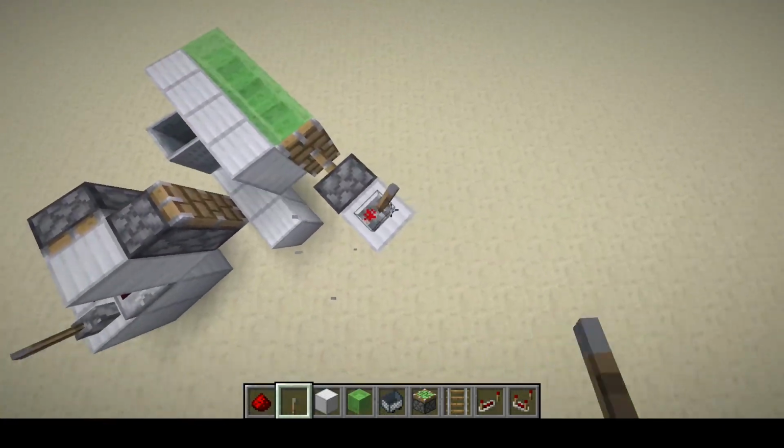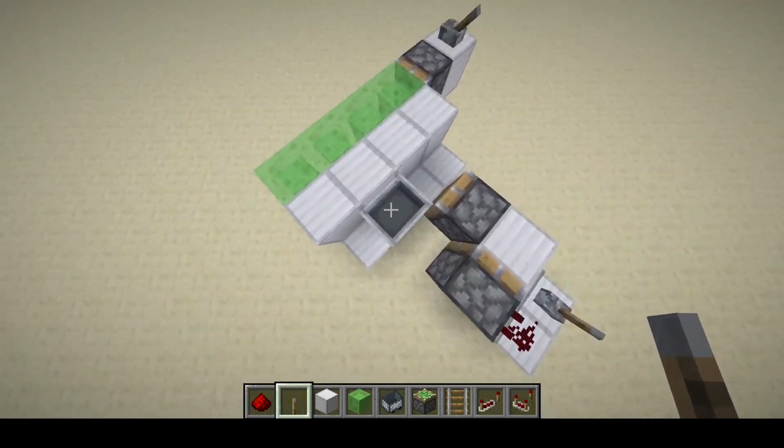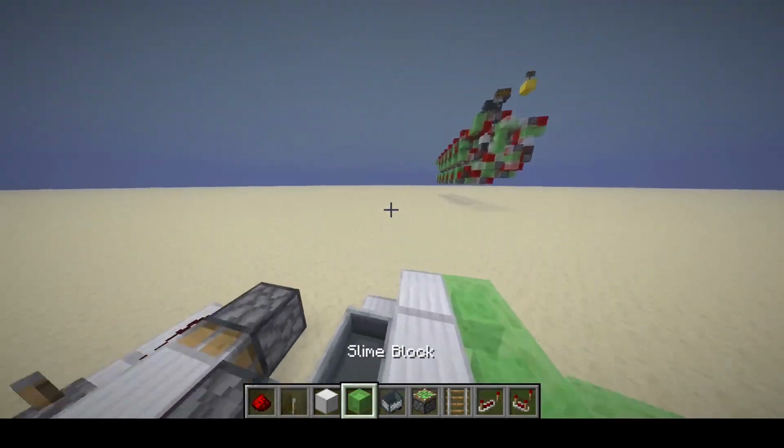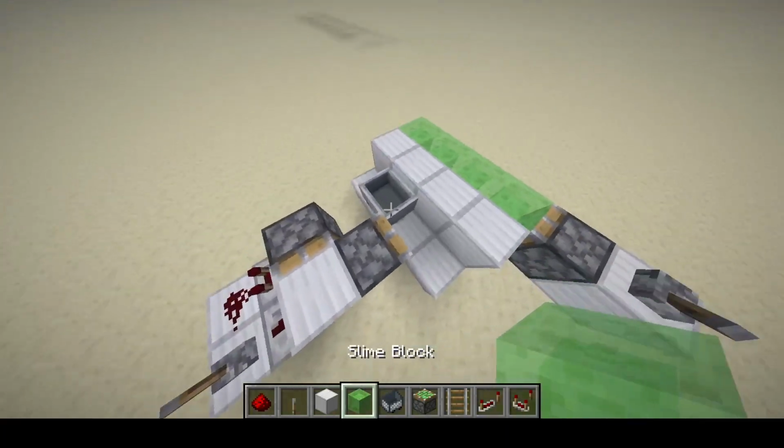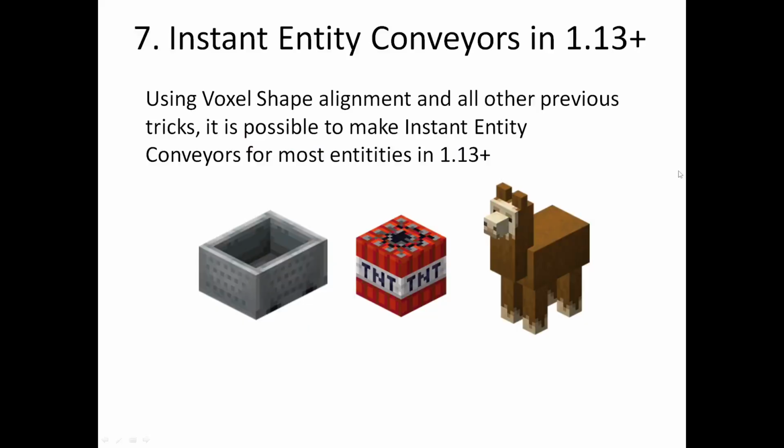But if I push those blocks, the minecart gets pushed along with those blocks, and that's this voxel alignment or float alignment, as people call it. And this is something which only exists in 1.13 and does not exist in 1.12. So using all these tricks, we can now make instant entity conveyors for a lot of other entities with weird hitbox sizes in 1.13 plus.